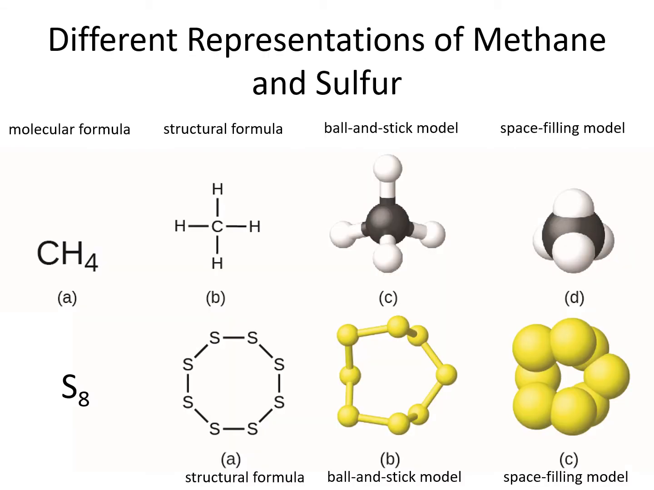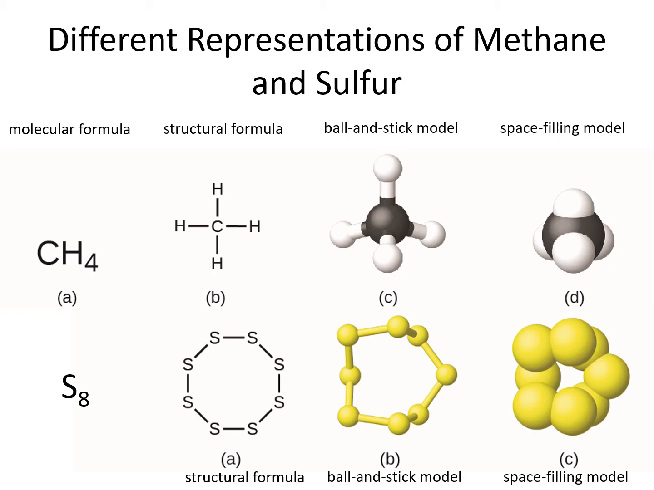The simplest representation is with a molecular formula, which only tells us which elements are in the molecule and how many of each type of element is contained. For example, methane contains 1 carbon and 4 hydrogens. The molecular formula for a sulfur molecule could be written as S with a subscript of 8, telling us that it contains 8 sulfurs attached together.